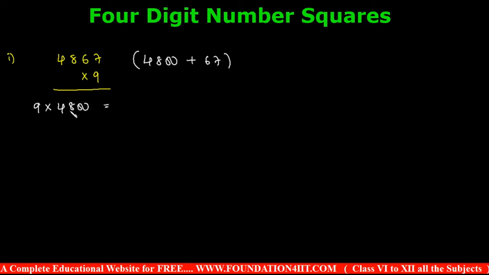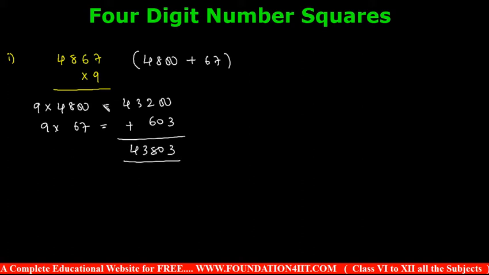9 into 48. This is 2 digit by 1 digit, which you already practiced in previous chapters, so I am not going through it clearly again. 9 into 48 is 432, and you keep two zeros attached. Similarly 9 into 67 is 603. If you add them, you get 43,803. This method you already learned, and you need to practice it first. Then only you can apply it to 4-digit number squares.